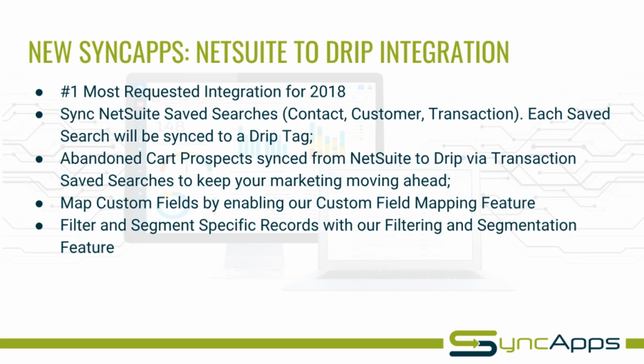Of course, we also enable the filter and segmentation, wherein you could filter and segment specific records that you like from both NetSuite and Constant Contact, and only those records that match your filters will be segmented into different tags in Drip automatically with the help of our filtering and segmentation feature.